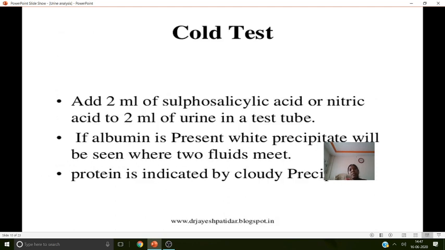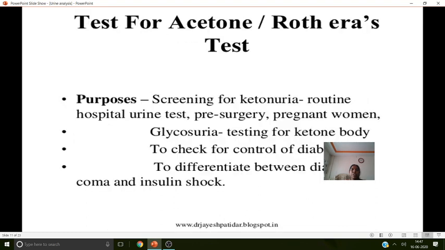Cold test, it is another test for albumin. Add 2 ml of sulfosalicylic acid or nitric acid to 2 ml of urine in a test tube. If albumin is present, a white precipitate will be seen where the two fluids meet. So there is no need of any heating. Just add 2 ml of sulfosalicylic acid or nitric acid to 2 ml of urine in a test tube. If albumin is present, a white precipitate will be seen where the two fluids meet. Protein is indicated by a cloudy precipitate. If we can see a thick precipitate, it means the presence of protein.